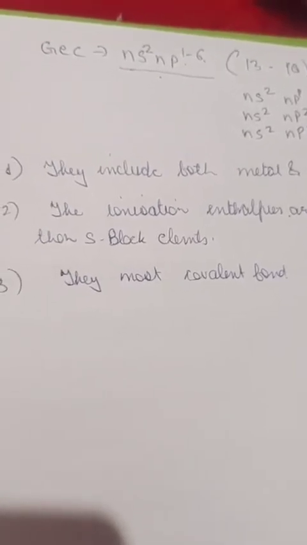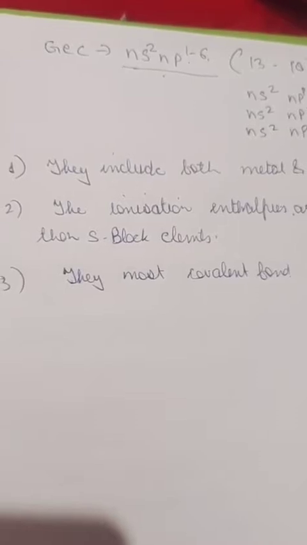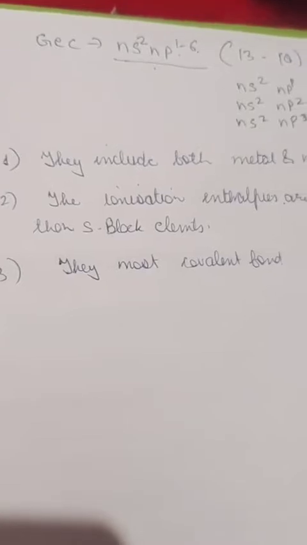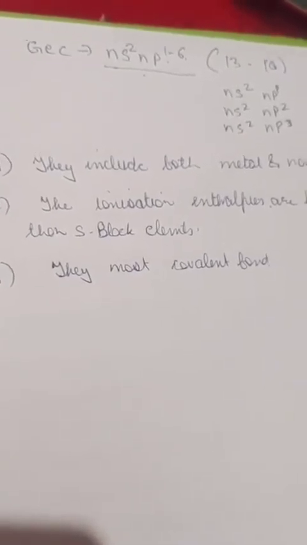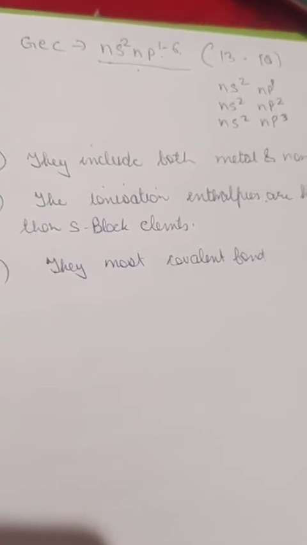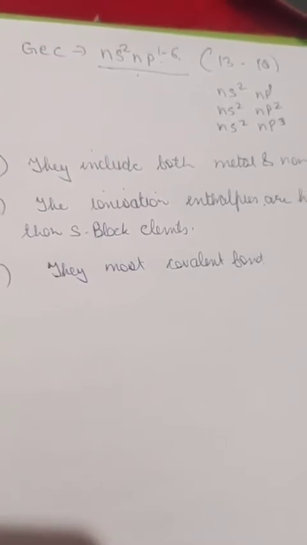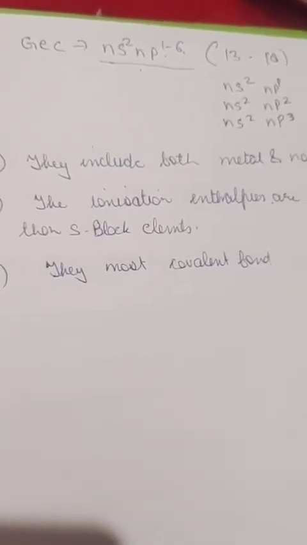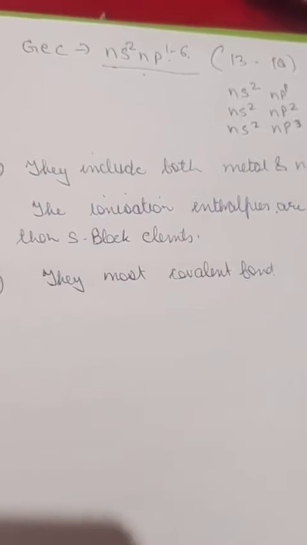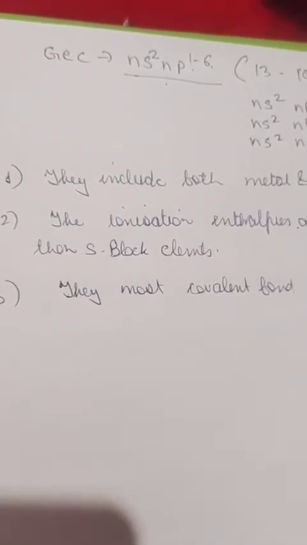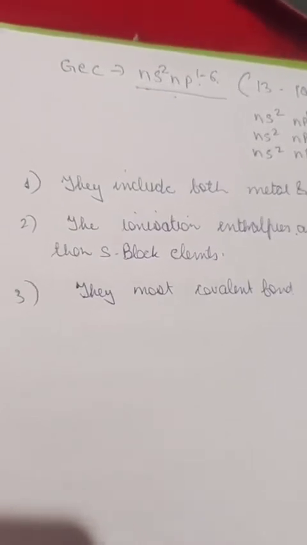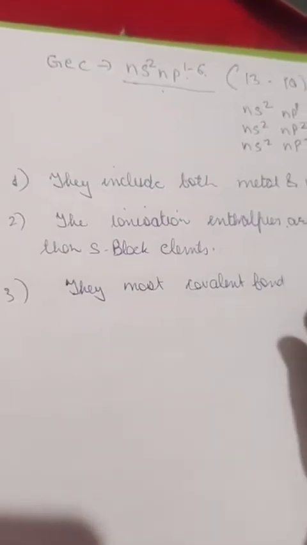So they occur in a gradation from reducing to oxidizing property as we move across the period. Like the 13th group of this period will be more towards metals, so they will form metallic oxides. But when we move from left to right in this block, we'll see that they become non-metallic oxides.